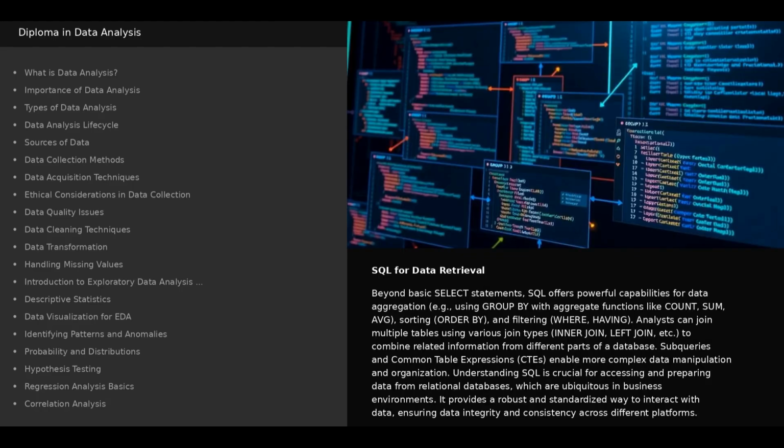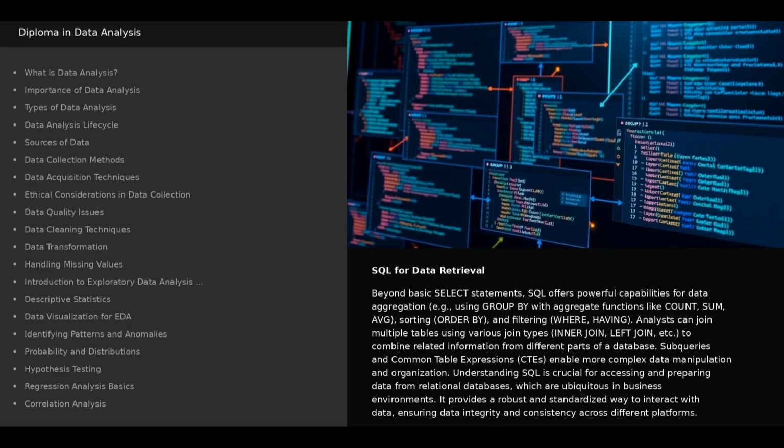Beyond basic select statements, SQL offers powerful capabilities for data aggregation, for example using group by with aggregate functions like count, sum, average, sorting, order by, and filtering, where, having. Analysts can join multiple tables using various join types, inner join, left join, etc., to combine related information from different parts of a database. Subqueries and common table expressions, CTEs, enable more complex data manipulation and organization.